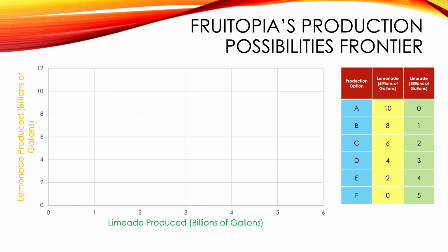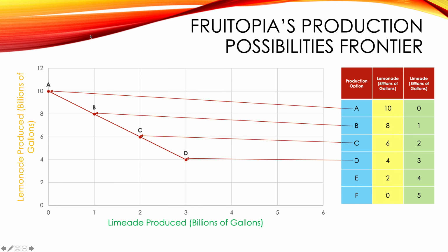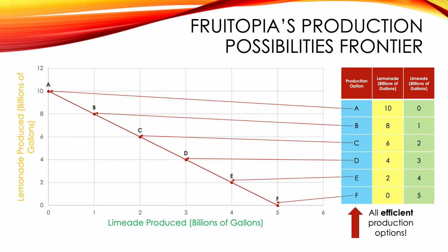So looking at production option A, that would be right there, right? Look at that. On the lemonade axis, 10 billion gallons. On the limeade axis, 0 billion gallons. So point A has only lemonade, no limeade. And we could do point B. That would be right there, and all the other ones. So any point along this line could be a production option, even though it's not necessarily listed in this table. There are all kinds of points between A and B, or B and C, and so on and so forth.